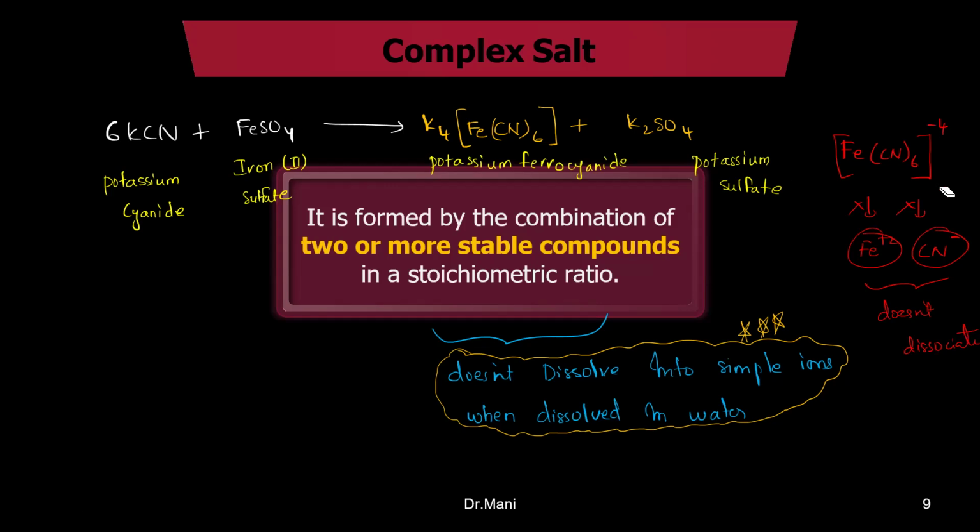It will retain this structure. It will not break down into Fe plus 2 or CN minus. It will retain its structure. Is that clear?